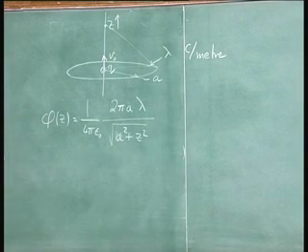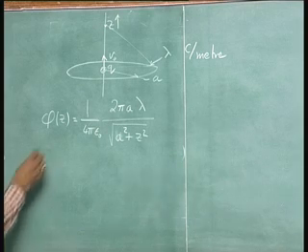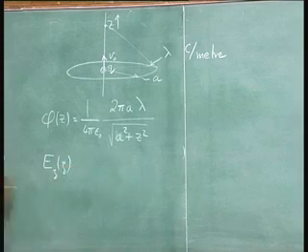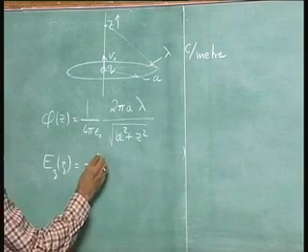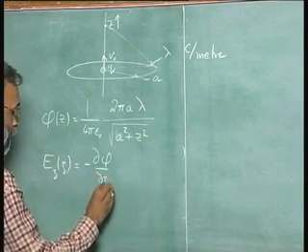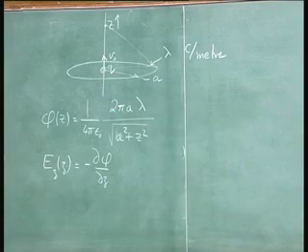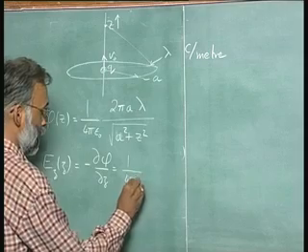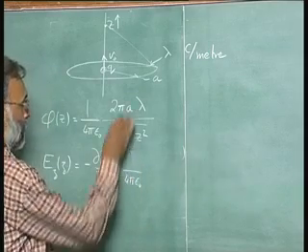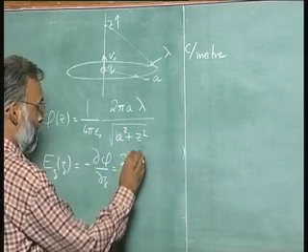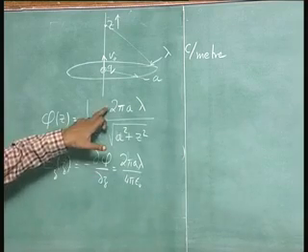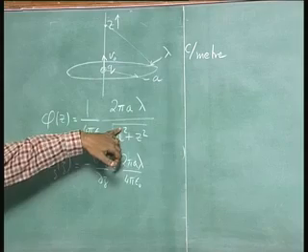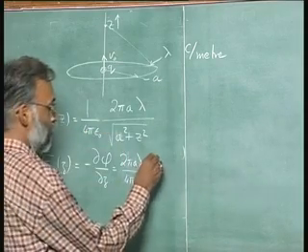Once I have got phi, I can calculate E. The electric field is along the z direction, E z of z is equal to minus del phi del z, is equal to 1 over 4 pi epsilon naught, and I will put this here 2 pi a lambda, and then I have to take the derivative. There is a minus sign coming from here and there is a minus sign coming from the derivative. So, those two signs cancel out.